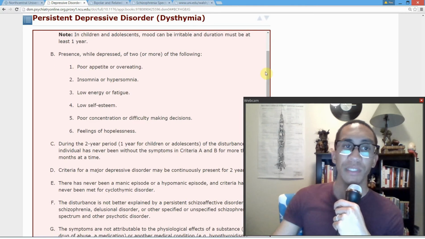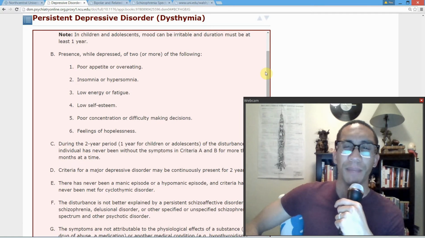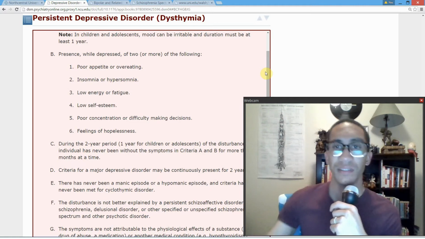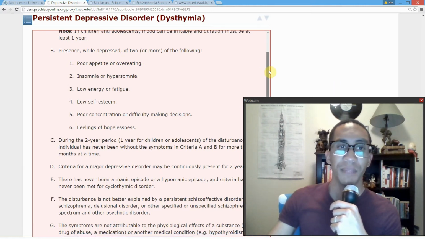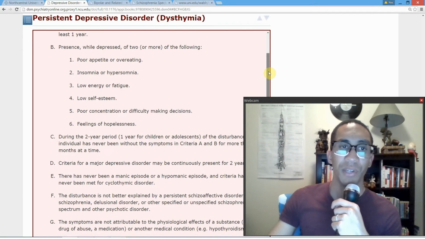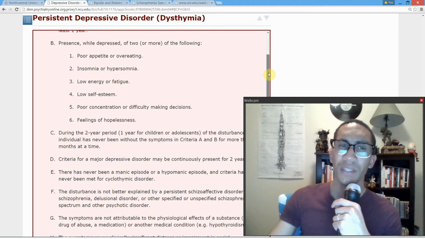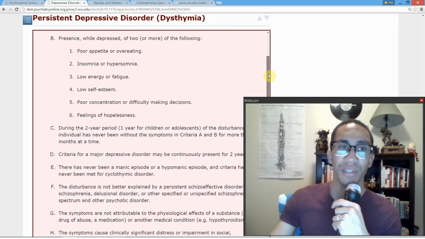Poor appetite or overeating. I thought she might have had poor appetite just based on her general attitude and mood, but of course that would need to be fleshed out in a clinical interview. Insomnia or hypersomnia, I couldn't really tell. I don't really remember, so I'd leave that one up in the air until I had a definite answer. Low energy or fatigue. Yeah, sometimes. She did seem to be pretty down, so you could say low energy.